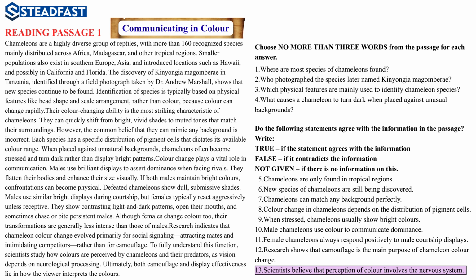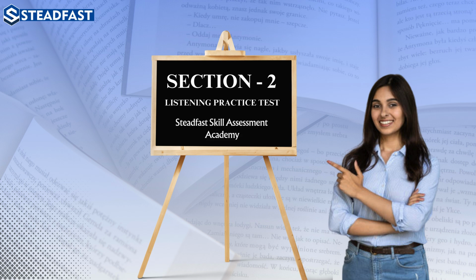In the final paragraph, it says that to understand function, scientists study how colors are perceived, and vision depends on neurological processing. Neurological processing is a part of the nervous system. So the statement agrees with the passage. So it is a Yes. Next, let's move to passage 2, the pursuit of happiness.